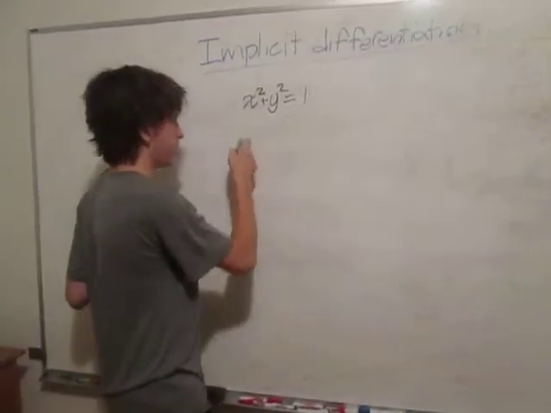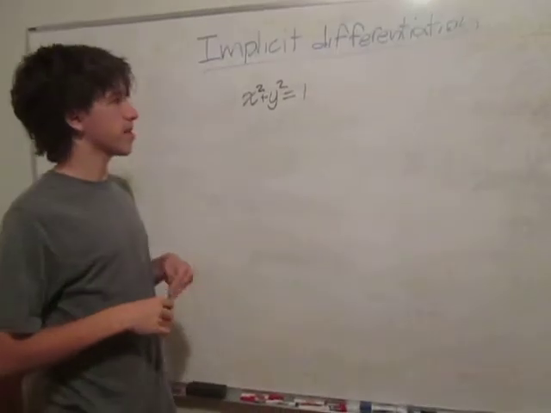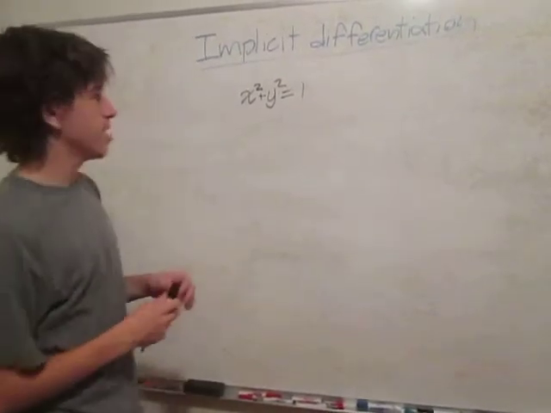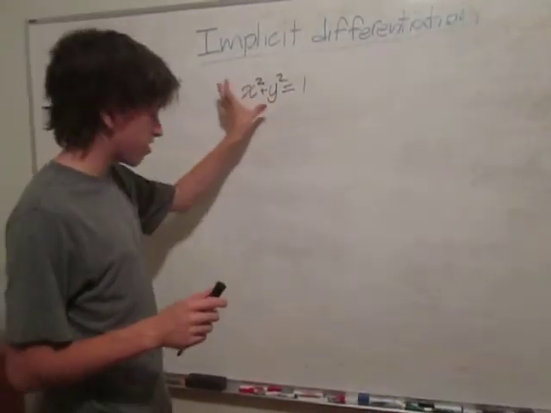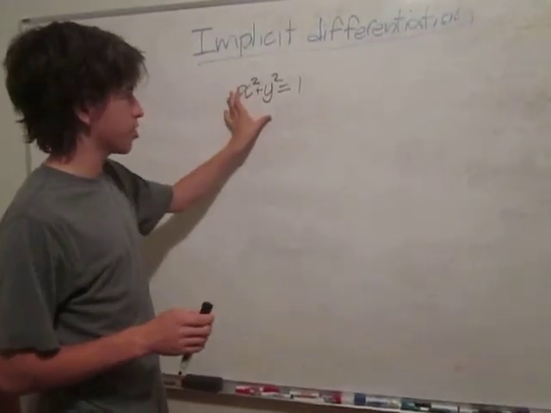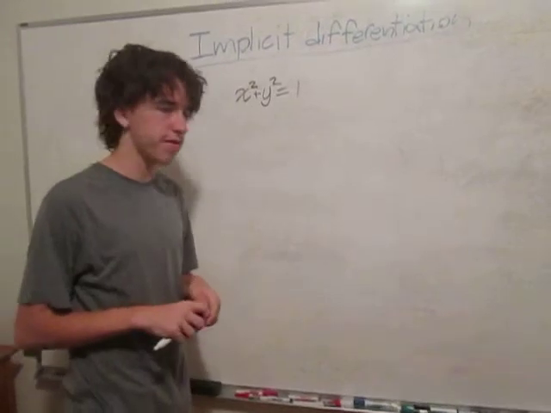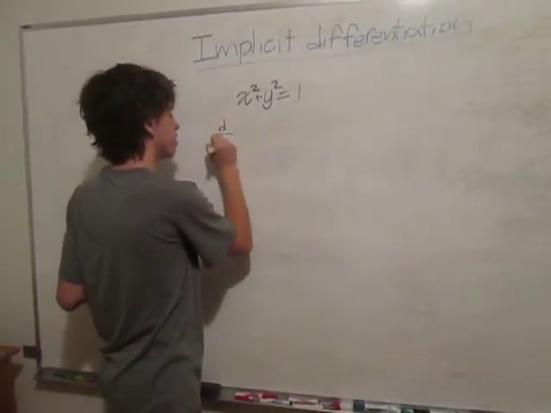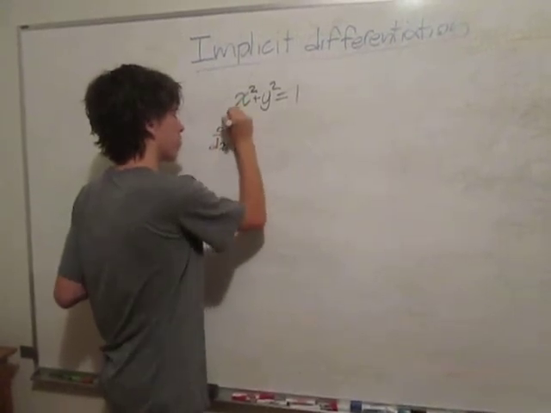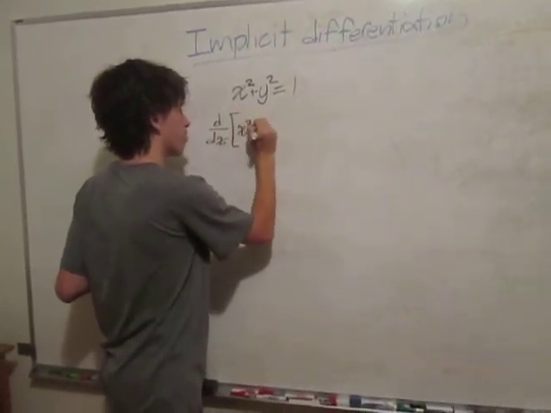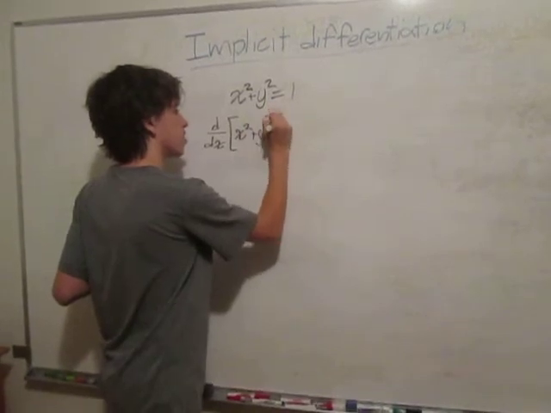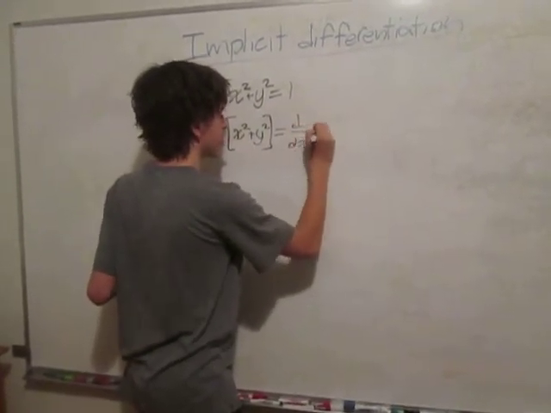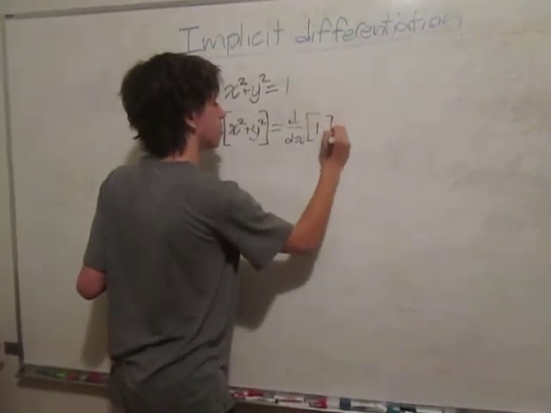What we can do to take the derivative of this is use implicit differentiation, which is kind of an algebraic method of taking derivatives. Basically, we can take the derivative of one side of the equation and make it equal to the derivative of the other side of the equation. So, d/dx, the derivative operator, of x squared plus y squared, is equal to the derivative with respect to x, d/dx, of 1.